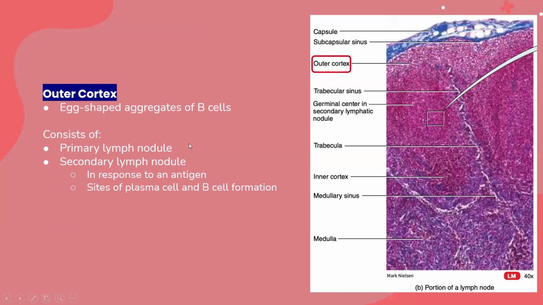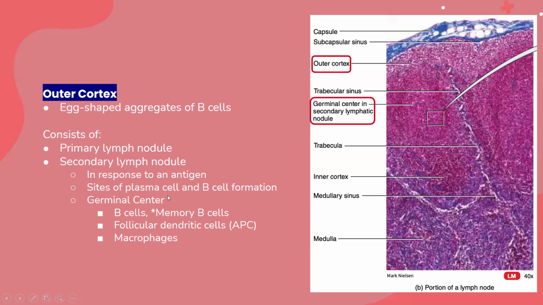The primary lymph nodules will be alerted and they become a secondary lymph nodule where your plasma cells and B cells will form. Okay, they will proliferate there. Very telling of the secondary lymph nodule, you'll find this lighter area in the middle called the germinal center because that is where the B cells will become plasma cells. Okay, nandyan yung mga maturation and activation, proliferation nila. Yan. The germinal centers will have your B cells as well as memory B cells.